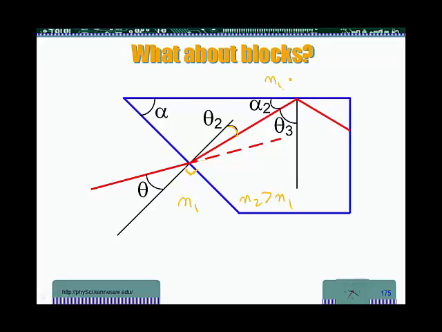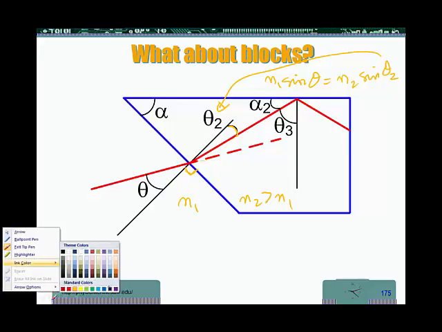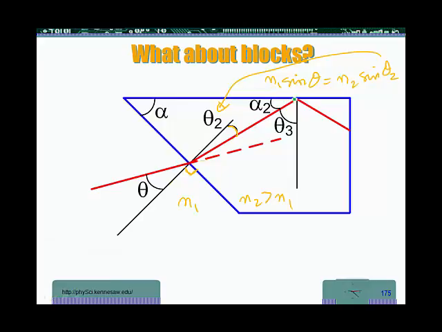So N1 sine of theta is equal to N2 sine of theta sub 2. And that's the way we find theta sub 2. Now, once we find theta sub 2, we can figure out at what angle the light beam is going to hit this interface. So how do we find it out? We look beyond what happens here. We kind of look at the big picture.